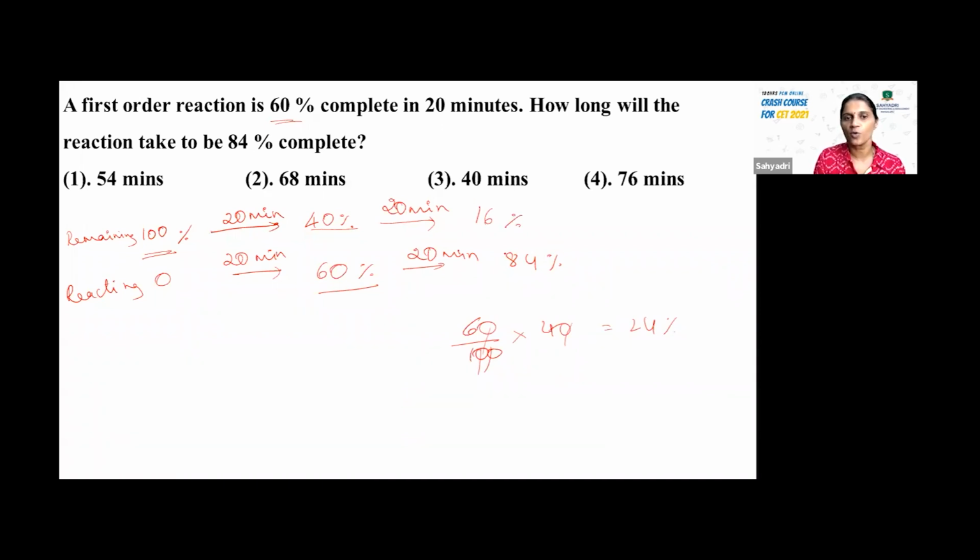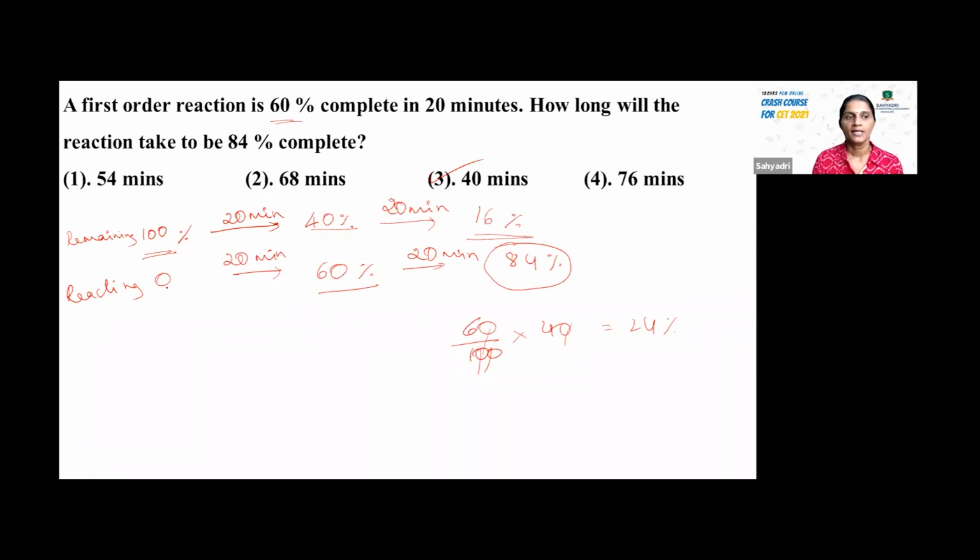16% will remain. But we don't want this. We need this, because if the question is asked how long it will take for the reactant to be 16% remaining, then same, 84% complete. So 20 plus 20 is 40. This is another way of answering the question. Is that correct? Yes, we can do it for all the questions. But the only thing is, it is first order reaction. It's only for the first order reaction.